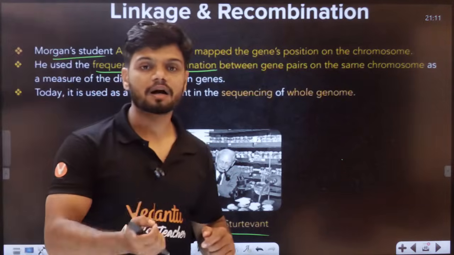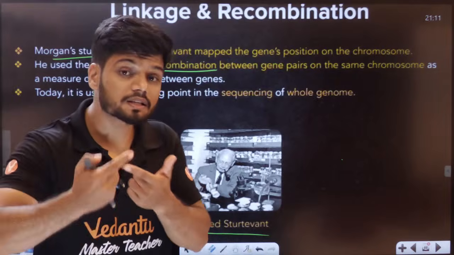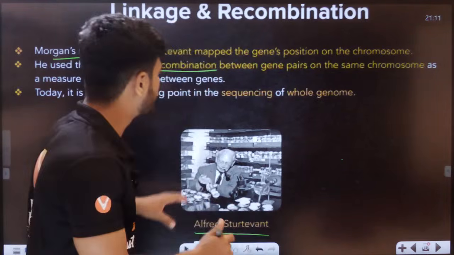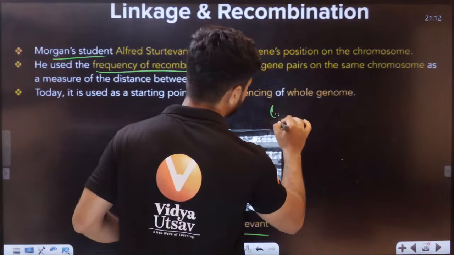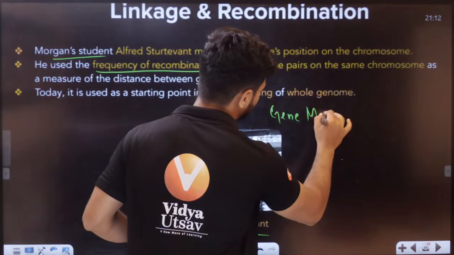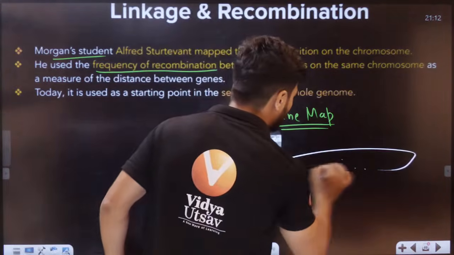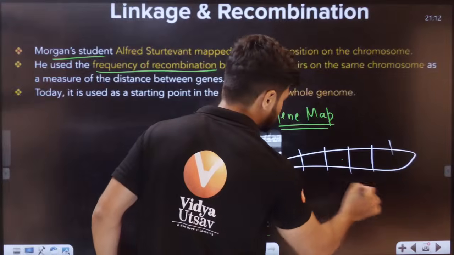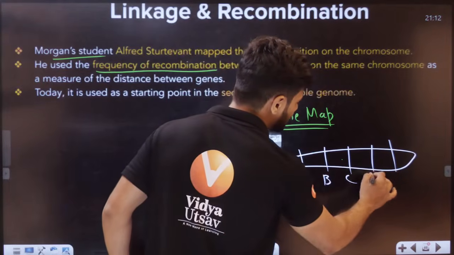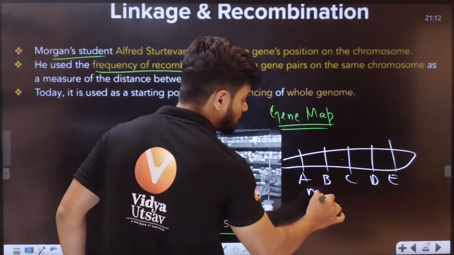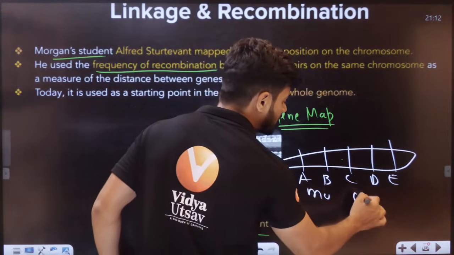So Alfred Sturtevant observed how often this recombination is happening, and based on this he made something called a gene map. In this gene map we can tell how far the genes are. With the help of this gene map we can tell the distance between two genes. This is measured in map units or centimorgan.